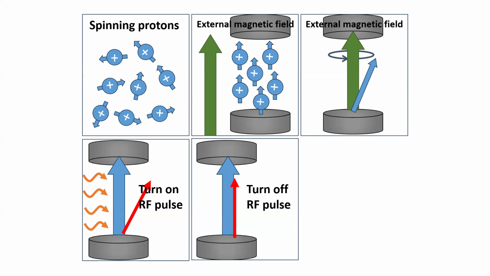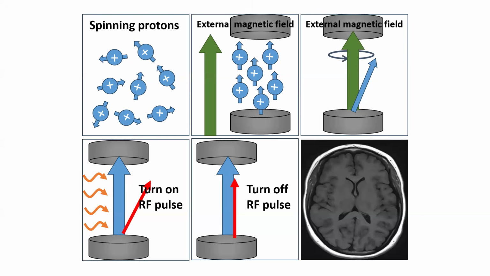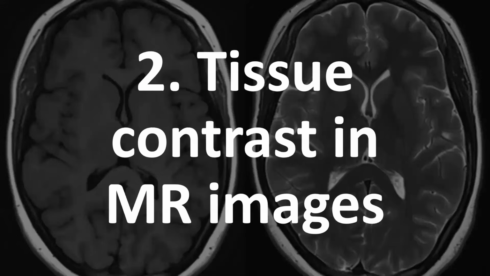Now, by applying a 180 degrees radio frequency pulse, we create another signal, the spin echo signal. And this signal is finally used for the creation of our MRI images. So this is the absolute basis of how we create MRI images. So I'm not going to talk about spatial location.